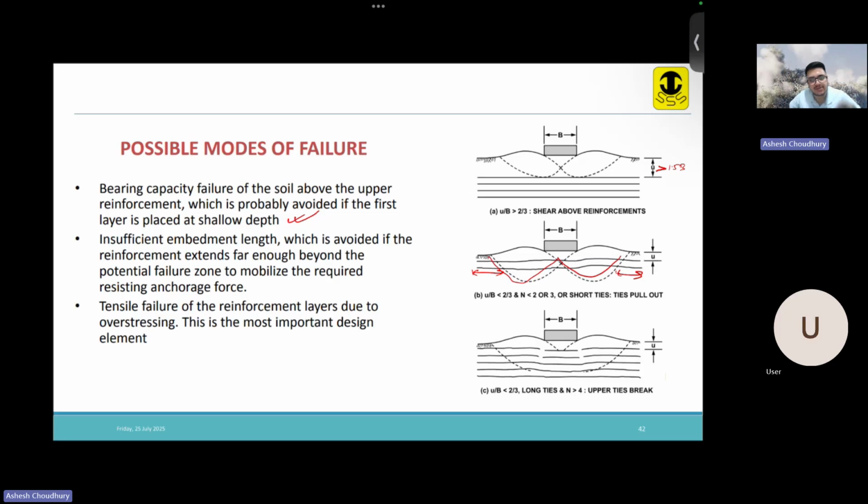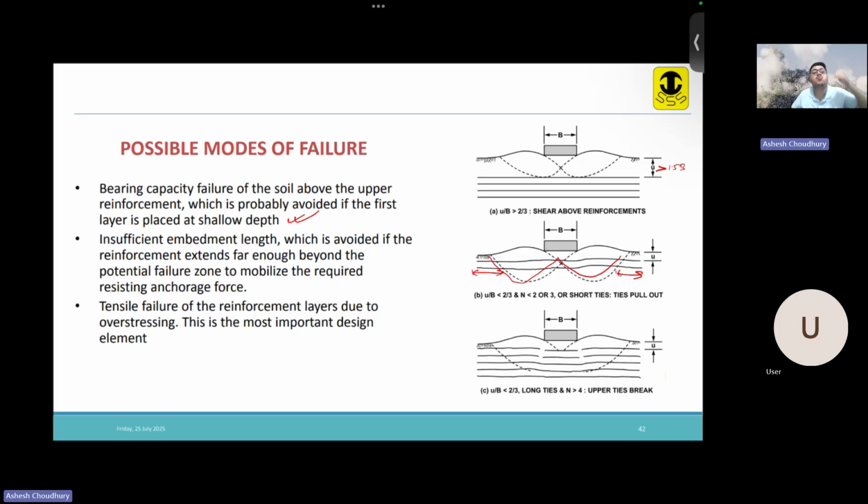Now we see the first case was what? First case, your U by B is greater than 2 by 3. So if U by B is greater than 2 by 3, what happens? My failure surface develops above the reinforcement layer. It doesn't even interact with the reinforcement layer, so there is no use. How can it be avoided? We have to reduce the U by B. So now the U by B should be less than 2 by 3.